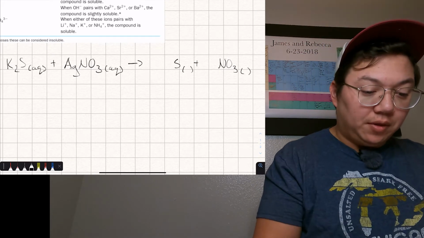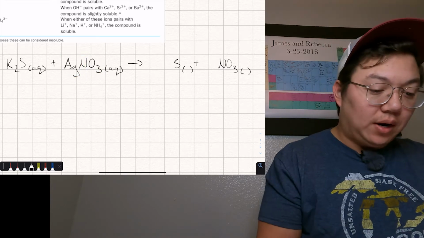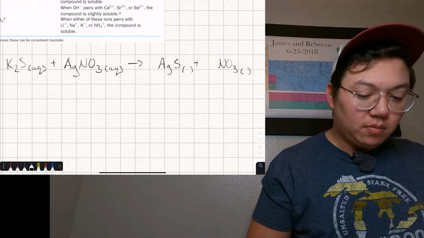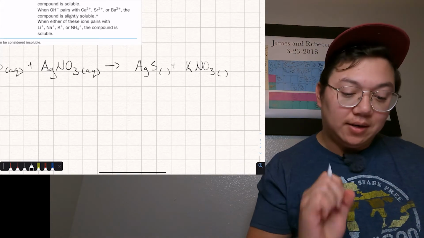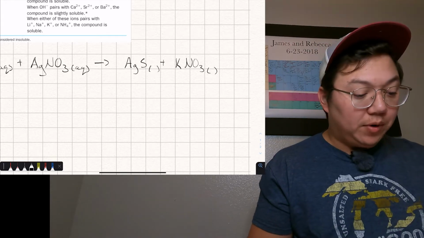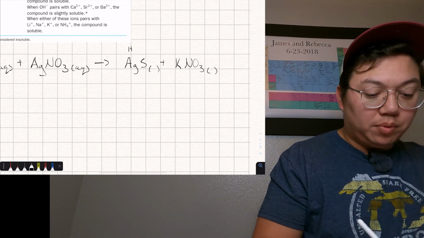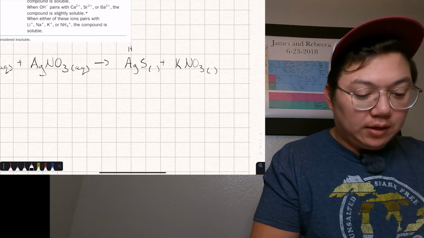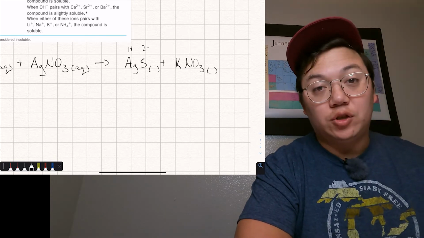And then on the left here, silver was initially combined with nitrate. So now on the right side, we're going to put silver with the sulfur, and potassium with nitrate. Now we're not quite done yet. So we've predicted our products, but we need to make sure that our charges are balanced. So silver has a 1+ charge. That's one of the special ones you have to memorize. Sulfur is in group 6A on the periodic table, so it's a 2- charge.